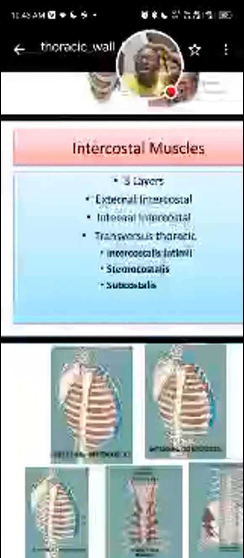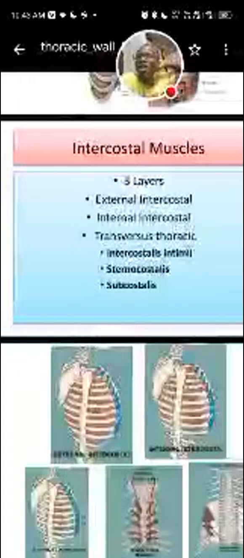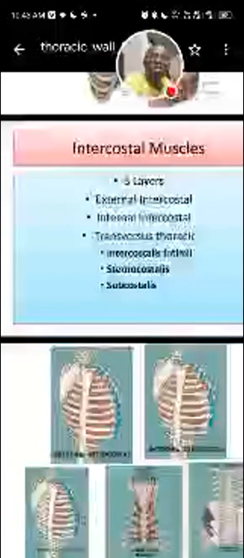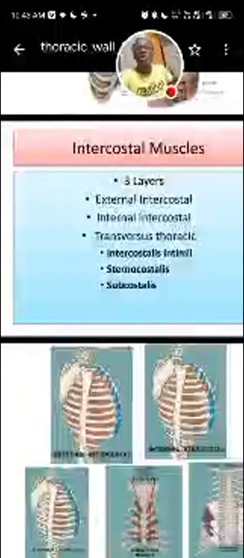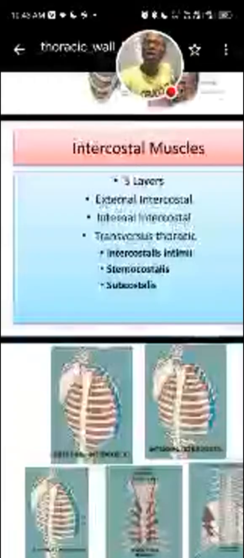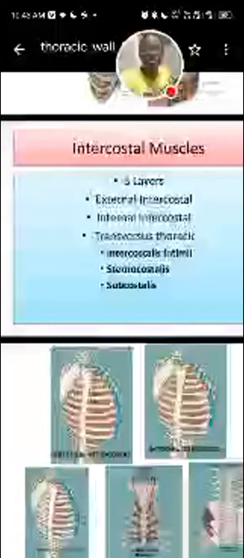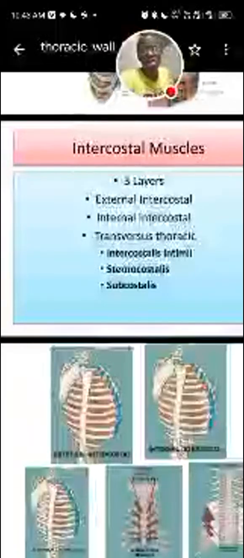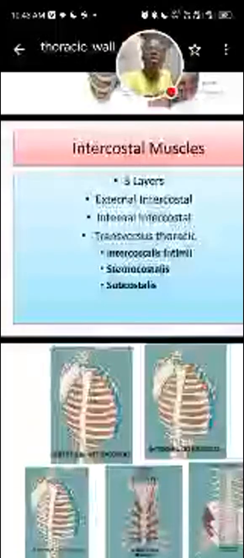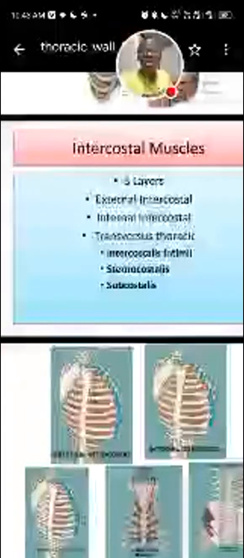And then the azygous vein drains into what? It drains into superior vena cava, which drains into what? The right atrium. Now we talk about blood supply, CIDs.